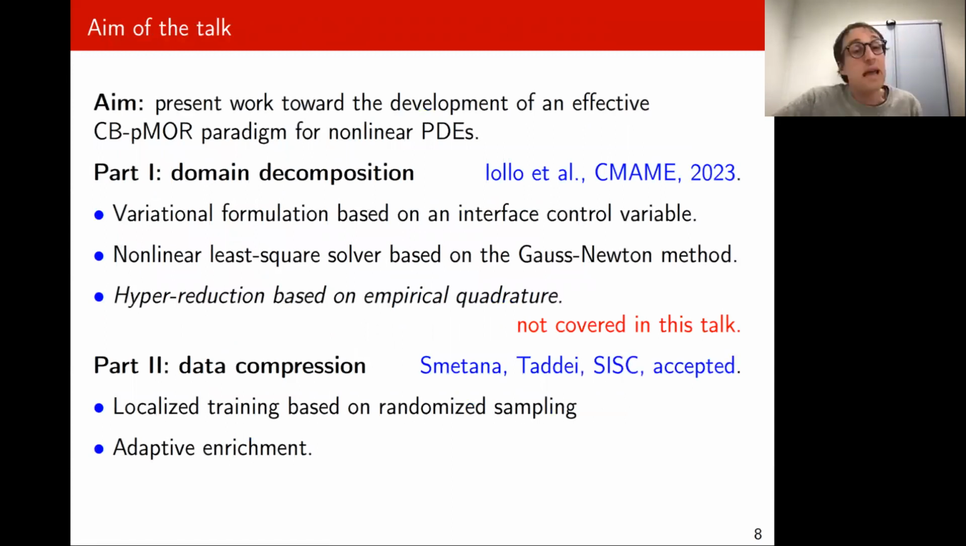So my work here at INRIA is to try to develop an effective component-based model reduction paradigm for nonlinear PDEs. Okay. So the talk is divided in two parts. In the first part, I will talk about a possible answer to the first question. So it will be about domain decomposition, and we'll present an approach which is essentially based on an interface control variable and on a formulation which reads as a nonlinear least square problem, which is solved using the Gauss-Newton method.